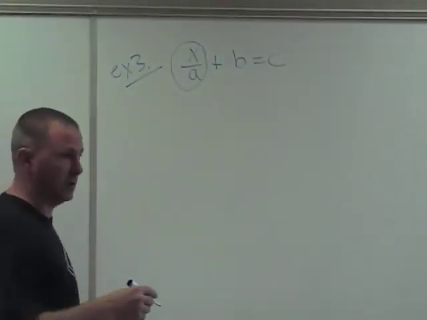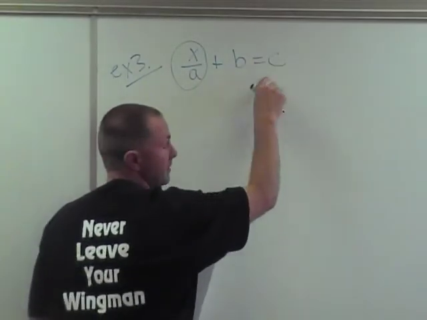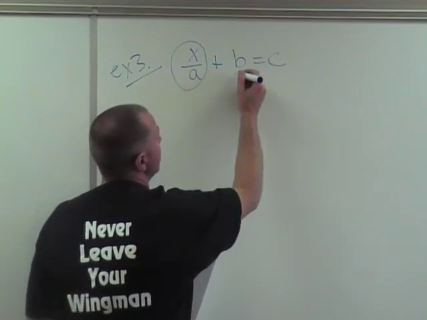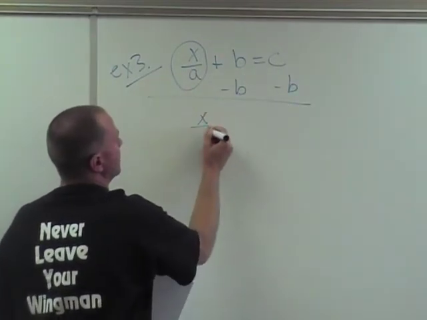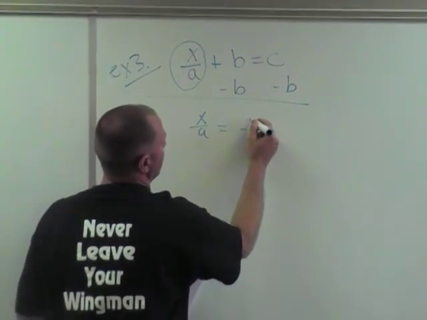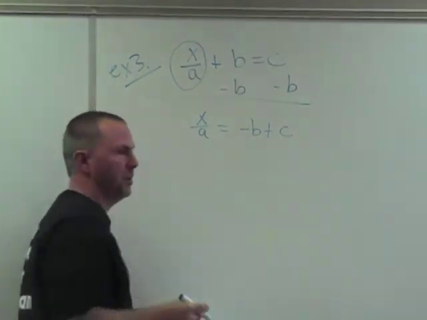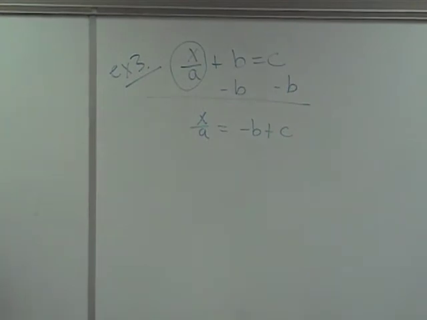Okay, now you could totally divide off the a first. There's nothing wrong with that, but you would have to divide b and c. Right? Alright, so we're going to subtract b. This is x over a equals negative b plus c. Again, I'm just going to keep it alphabetical. You could say c minus b if you wanted.